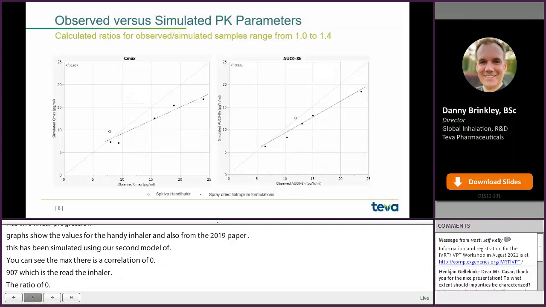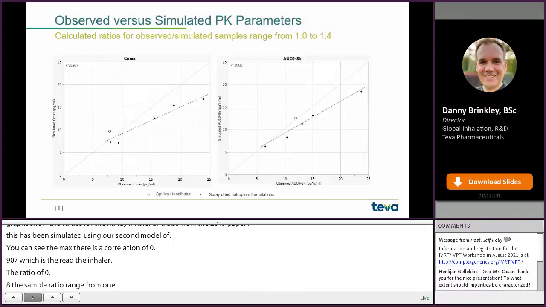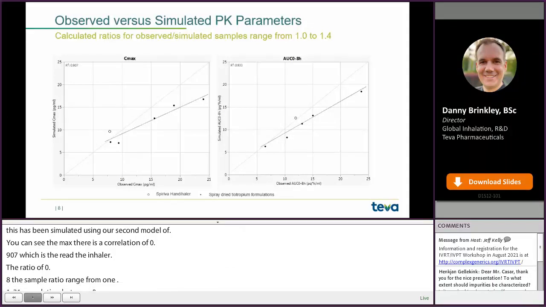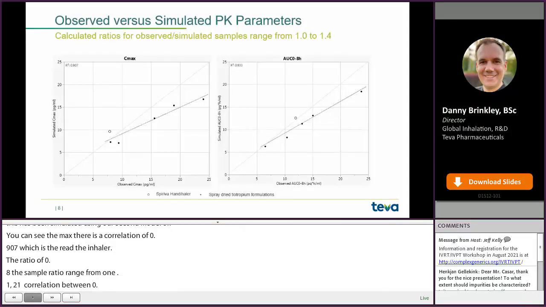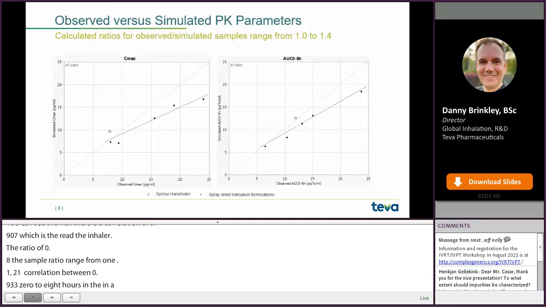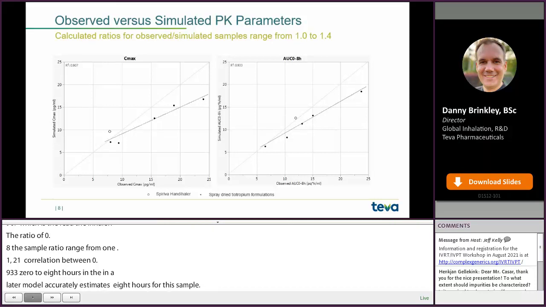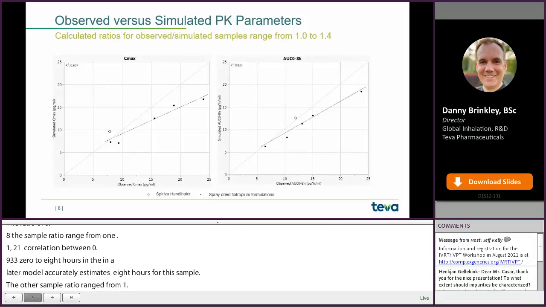There is a stronger R² correlation of 0.933 for AUC 0 to 8 hours. The Spiriva Handyhaler observed simulated ratio of 1.0 indicates that the model accurately estimates AUC to 8 hours for this sample. The PUR0200 sample ratios range from 1.0 to 1.3. Overall, the line of fit for both graphs indicates that the accuracy of the simulated results is weakest for the sample with the highest observed Cmax and AUC 8 hour values.